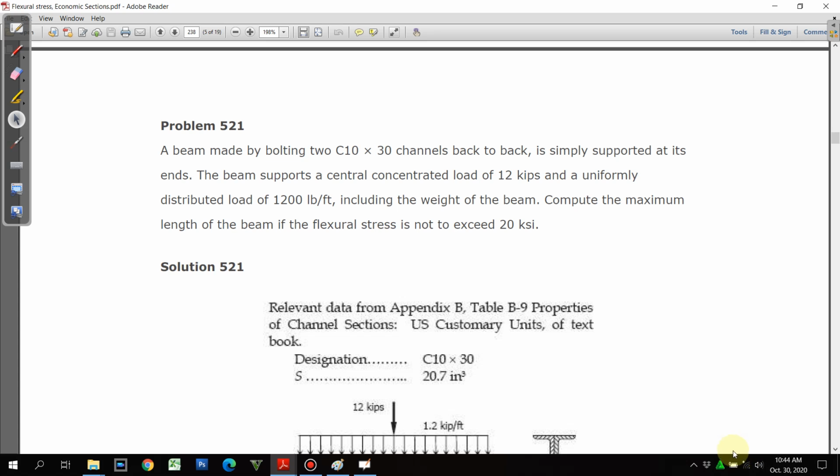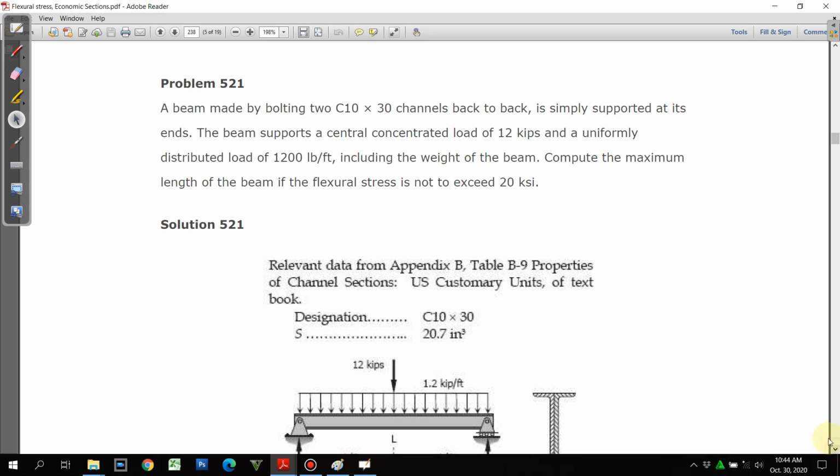Okay, so next, another beam composed of two C10 by 30 channels back to back, simply supported at its end. The beam supports a central concentrated load of 12 kips. So we have here our distributed load of 1,200 pounds per feet, including the weight of the beam.